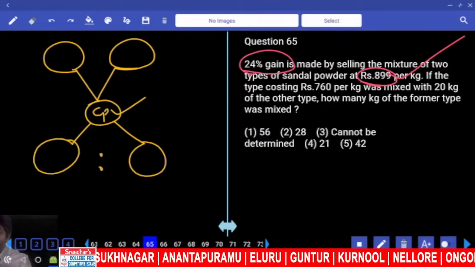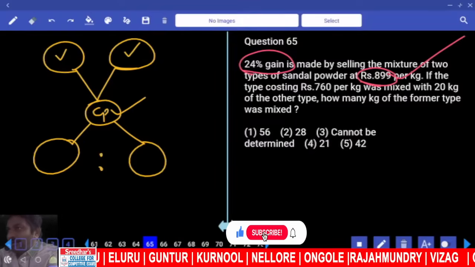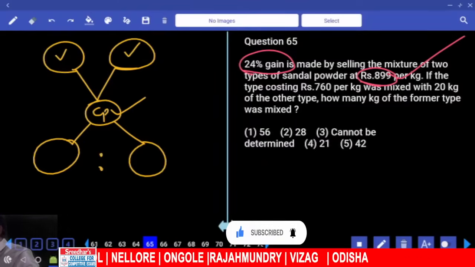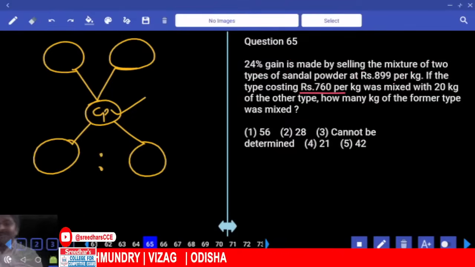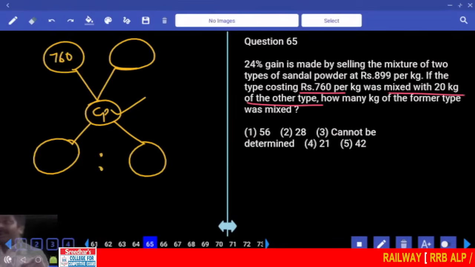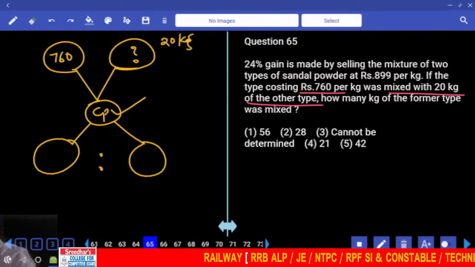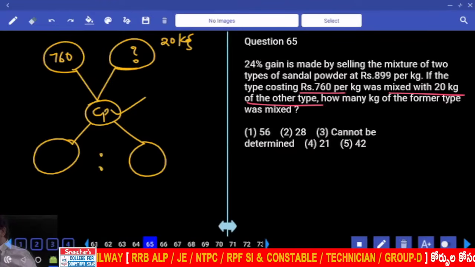And to get the ratio, we need to have these two numbers in the tick mark places. What are those tick mark places? Cost price of the first variety and second variety. Okay. 760 rupees is the cost price of the first variety. 760 is mixed with 20 kgs of the other variety. The number of kgs taken from the second variety is 20 kgs. But what is its cost price? Do we know? Had we known that question mark place, we would get the ratio.